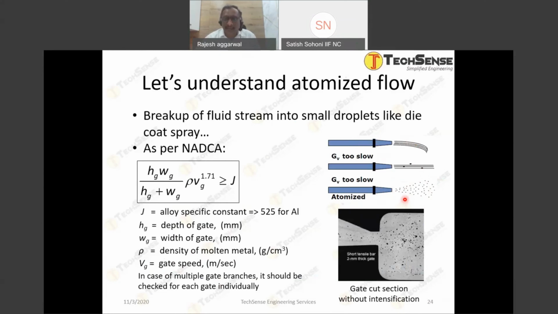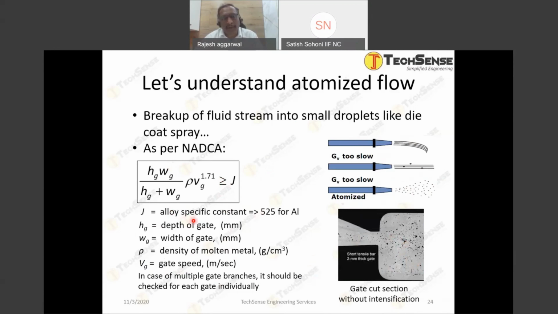It is like spraying. So if you see the cut section of a casting along the gate without intensification, it looks exactly the same. It is like a porous material. Or another example you can take is foam, like the foam of the chair or the bed. The foam is full of air inside, right? The structure of the foam looks like this. So this is the NADCA formula given to check for atomization.